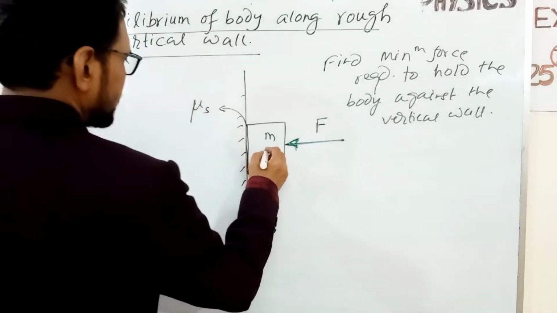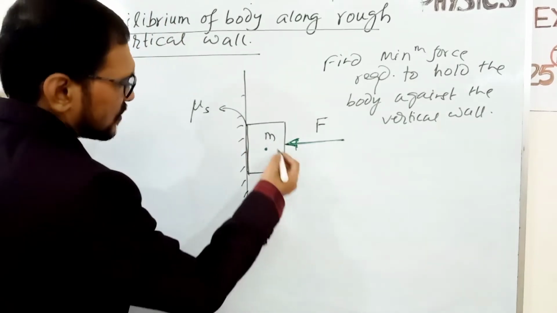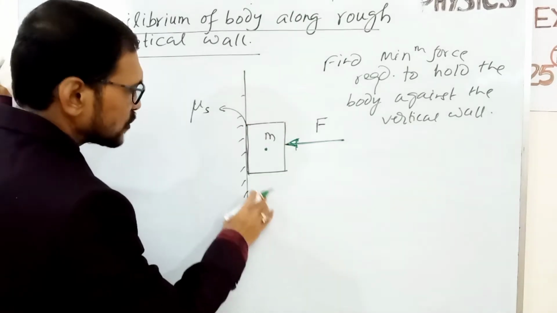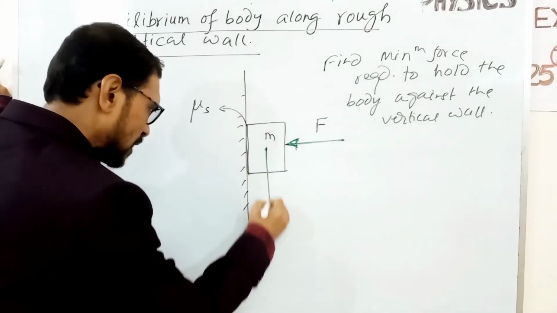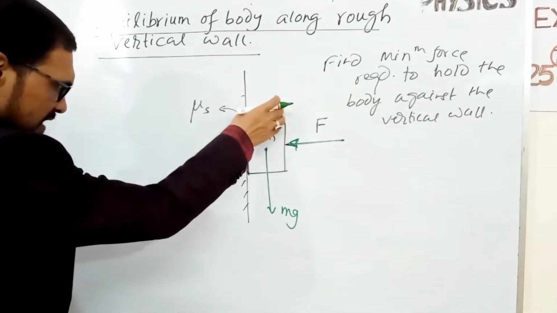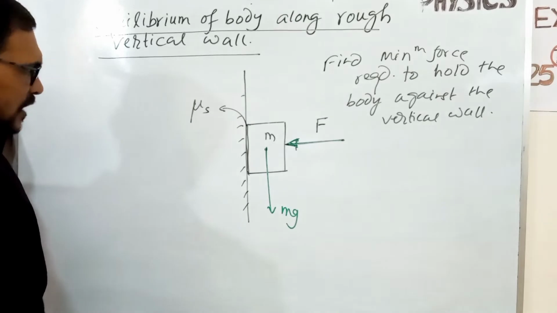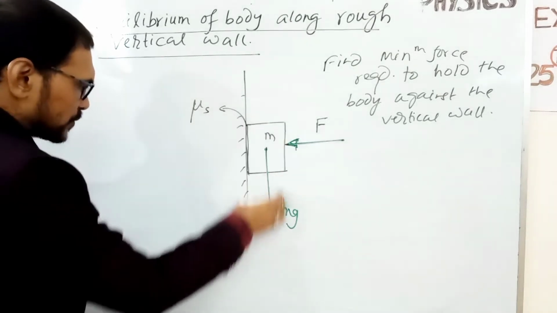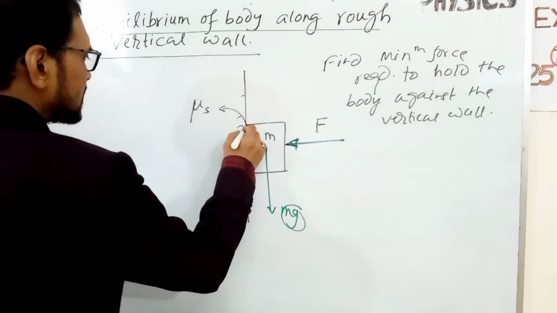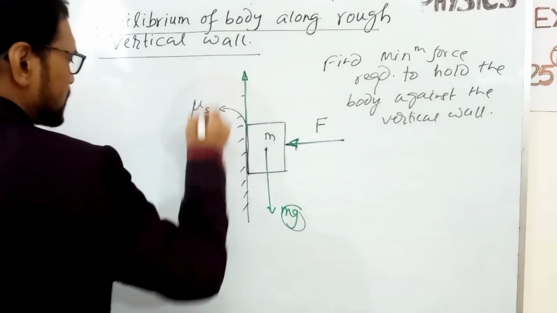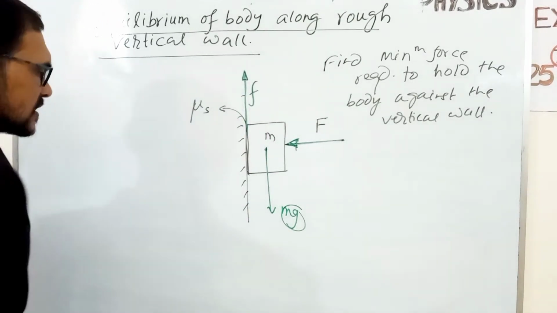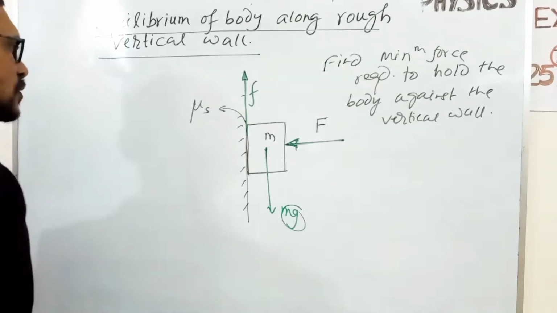To solve this problem, what are the different forces acting? This block tries to move downward along the vertical wall. So this is the force mg, due to which the body can slide downward along the vertical wall. Now the friction prevents this slipping. The friction F acts upward, preventing the body from moving downward along the vertical wall.